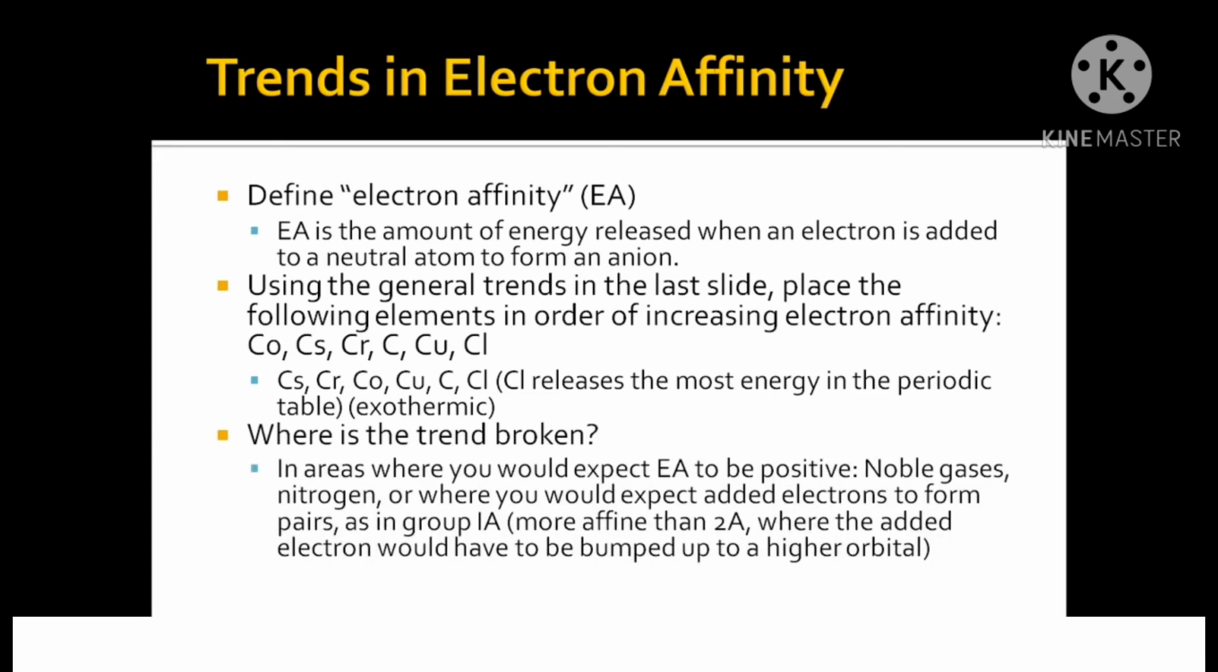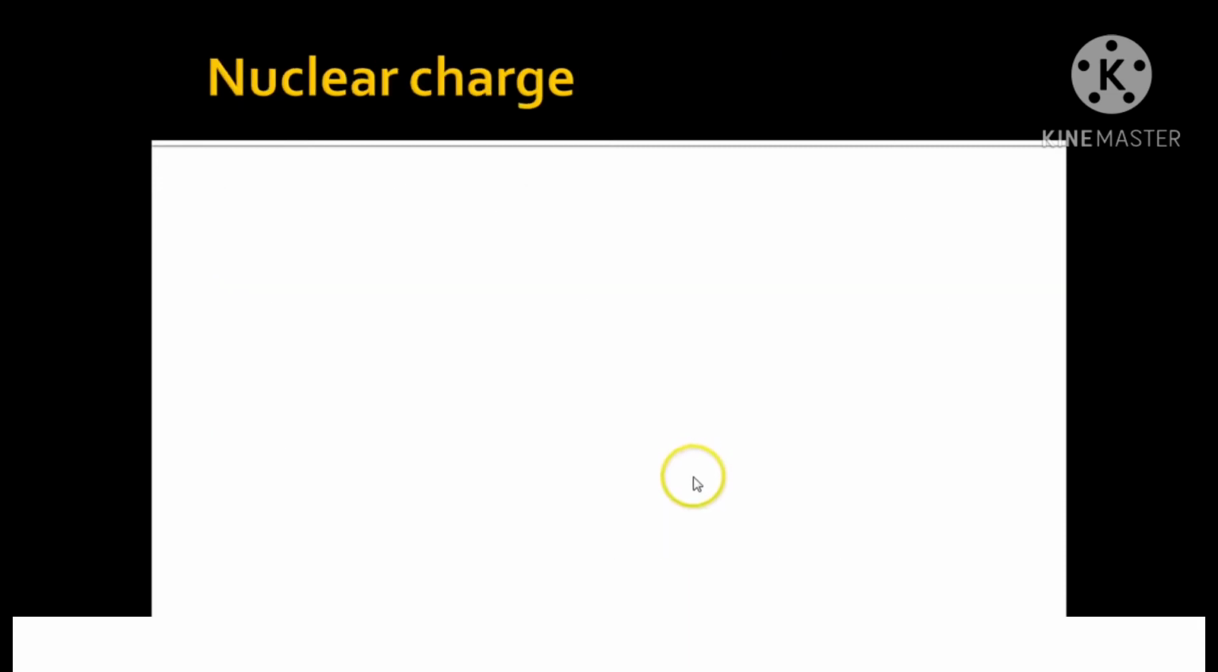In areas where you would expect electron affinity to be positive: noble gas, nitrogen, or where you would expect an added electron to form pairs, as in group 1A. So group 1A is way more affine than 2A, where the added electron would have to be bumped to a higher orbital because their valence shell is already full. That means it has to go up to 2p or something like that, 3p in the case of the third row. Nuclear charge.